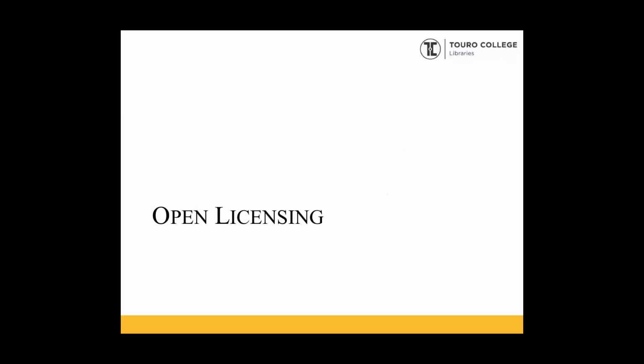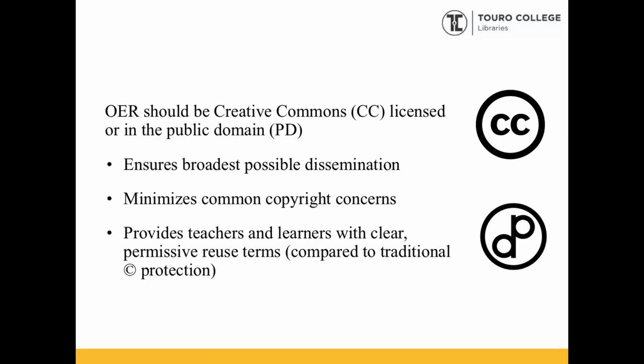One crucial characteristic of OER is that these resources are open. In order to make the most out of these resources, you need to have a basic knowledge of open licensing. For now, let's look at some basic concepts. OER should be Creative Commons licensed or live in the public domain. This ensures broadest possible dissemination, it minimizes common copyright concerns, and it also provides teachers and learners with clear, permissive reuse terms compared to traditional copyright protection.